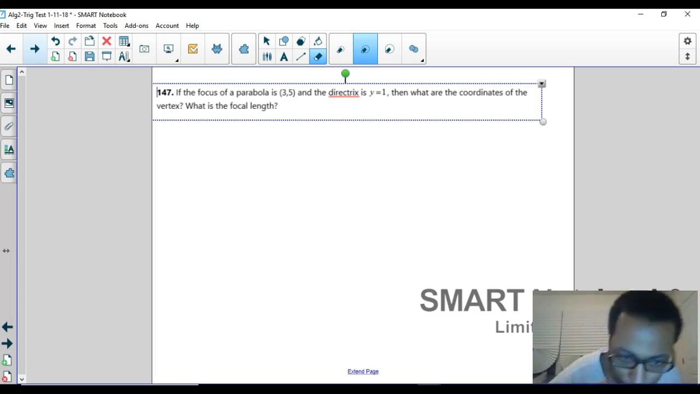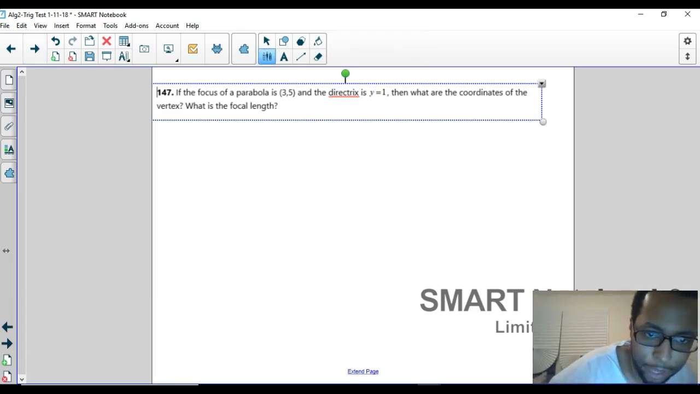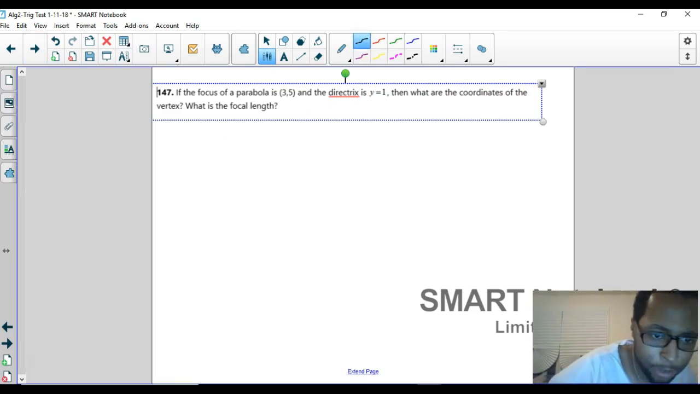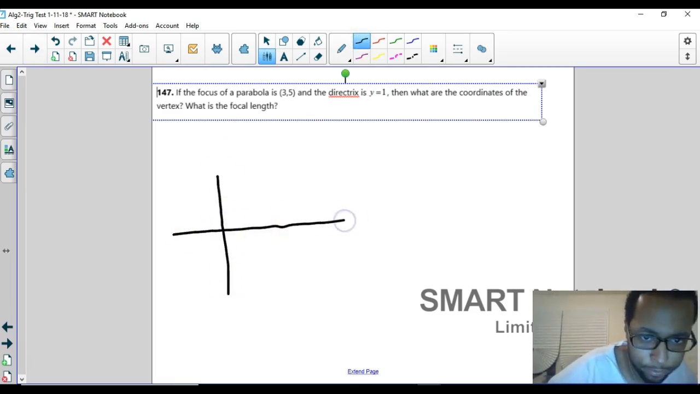You can say to yourself, you know what? I'm going to create an imaginary graph. I'm going to go 1, 2, 3, then I'm going to go up 1, 2, 3, 4, 5. So that's my parabola, right? And my directrix is 1.